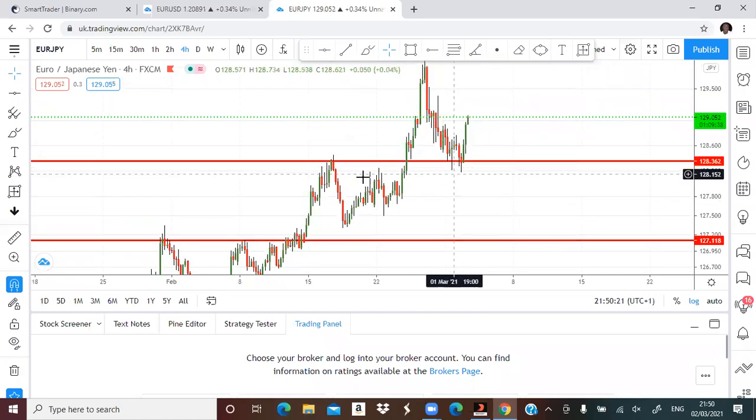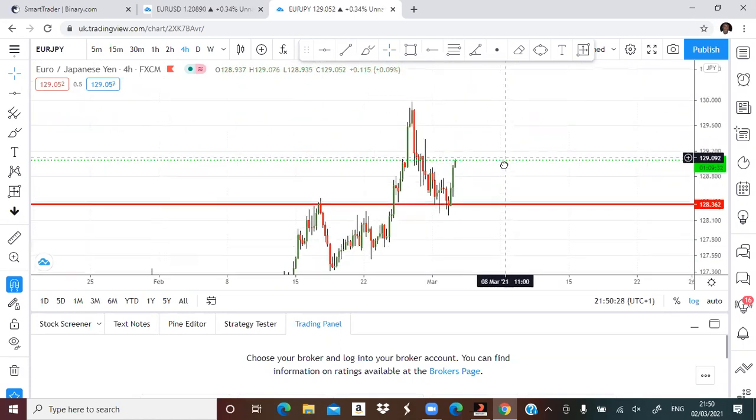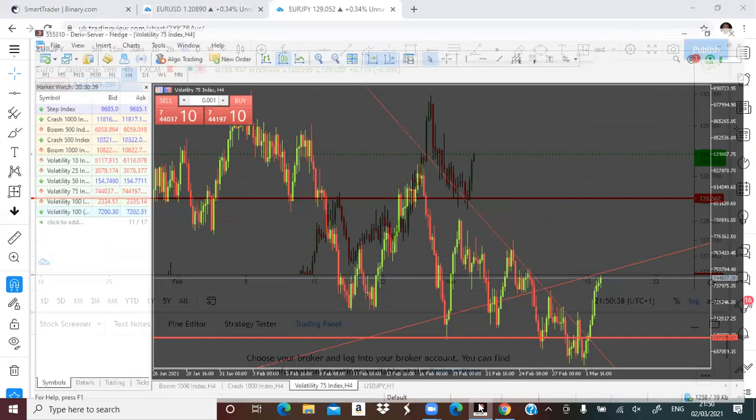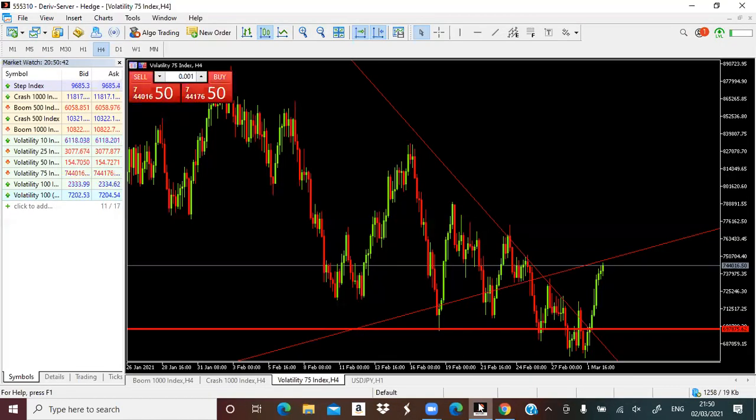Look at how price respects the zone. It was resistance here, but price broke through the zone and came back to retest it before it's now going up. So ladies and gentlemen, this is how you can clearly identify a support and resistance zone. Okay, now let's even look at the volatility index. Those of us who are trading V75, it's the same thing.